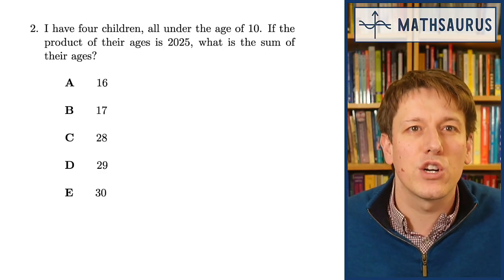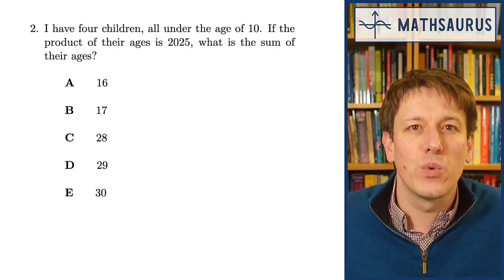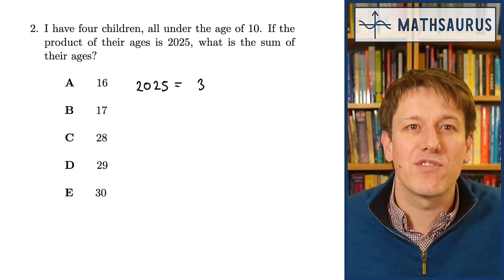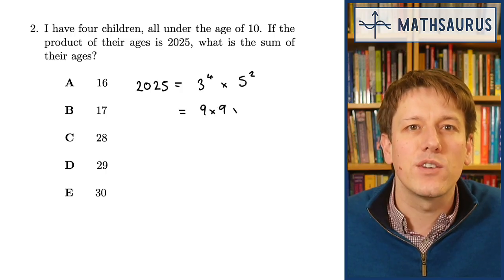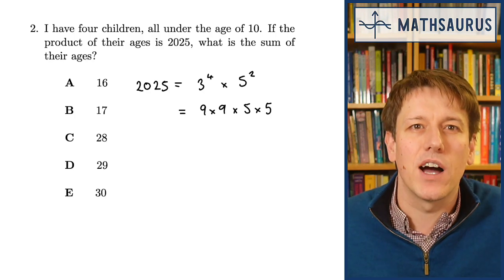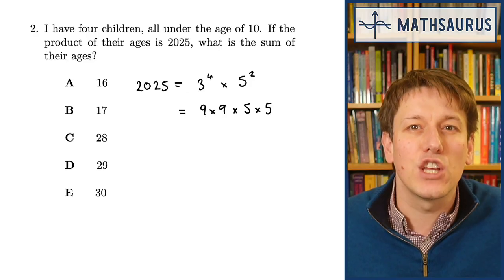I have 4 children, all under the age of 10. If the product of their ages is 2025, what is the sum of their ages? Well, we know that the prime factorization of 2025 now is 3 to the 4 times 5 squared, or 9 squared times 5 squared. So I could certainly write 2025 as 9 times 9 times 5 times 5. Because all of the children are under age 10, there's actually no other way of doing this.